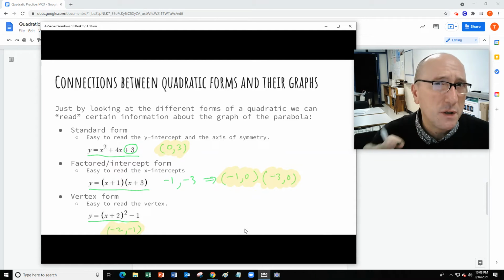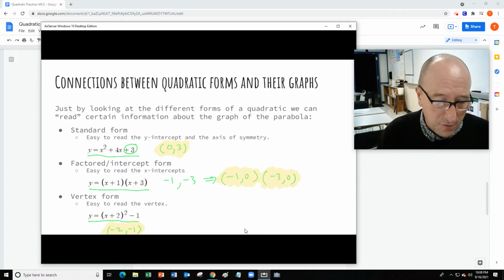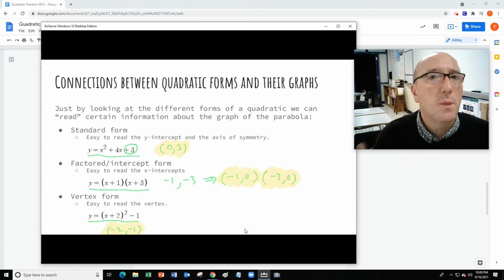And you know the difference between the two. When something is opening up, the value in front of the x squared term is going to be positive. If something is opening down, the value in front of the x squared term is going to be negative. That's how you tell whether something opens up or down.